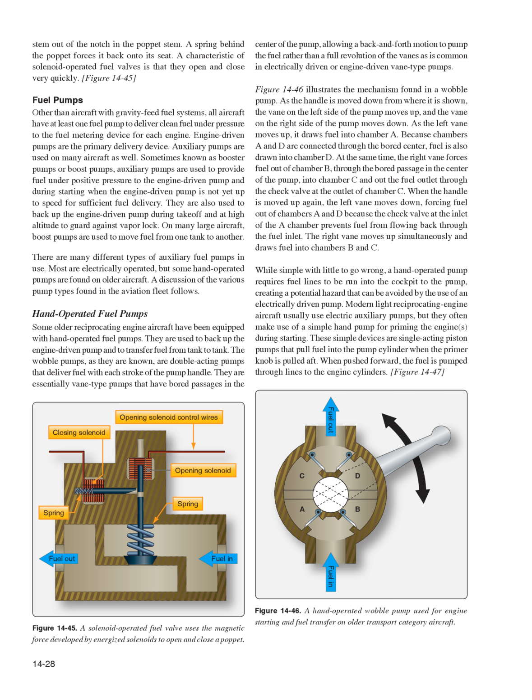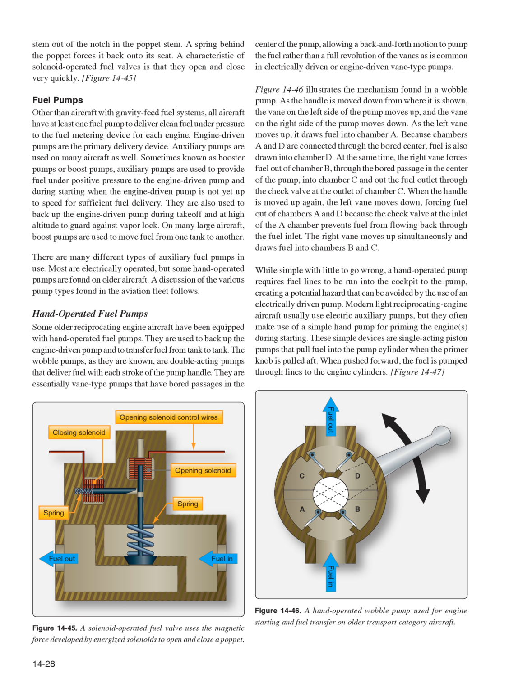Sometimes known as booster pumps or boost pumps, auxiliary pumps are used to provide fuel under positive pressure to the engine-driven pump and during starting when the engine-driven pump is not yet up to speed for sufficient fuel delivery. They are also used to back up the engine-driven pump during takeoff and at high altitude to guard against vapor lock. On many large aircraft, boost pumps are used to move fuel from one tank to another.